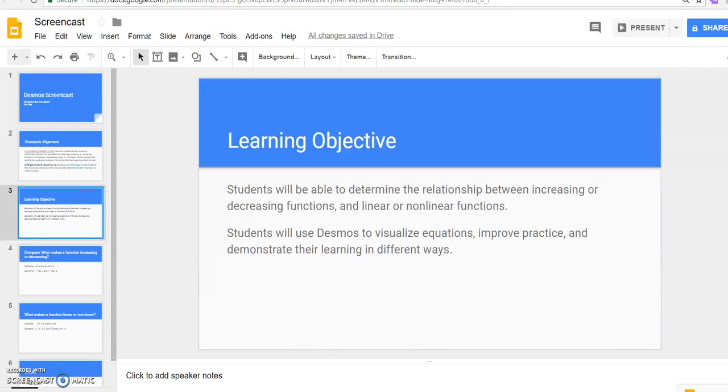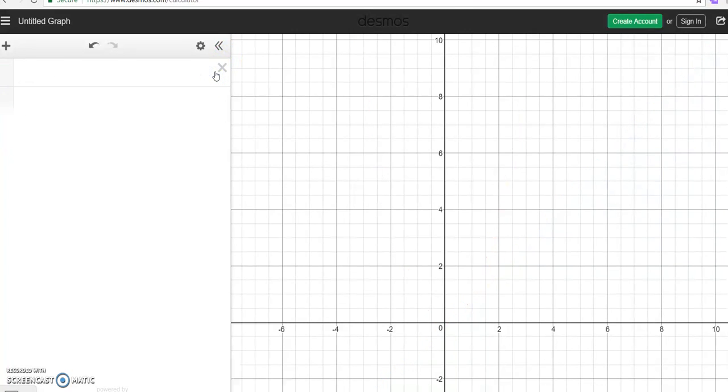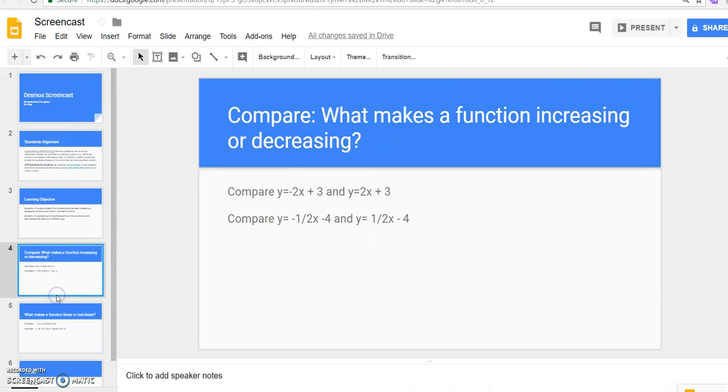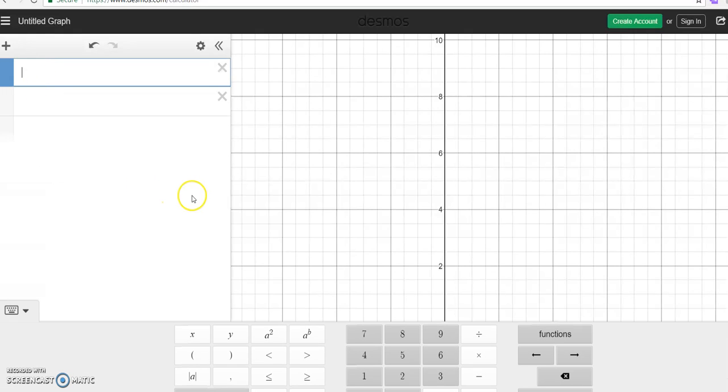So first, if we look on our graphing calculator, let's get rid of these old equations. And we are thinking in our heads, what makes a function increasing or decreasing? So first we will compare the top line, those two equations. This is my online graphing calculator. To add a new equation, we use the plus sign and we add an expression. Now this keyboard will pop up. You can either use this keyboard on the screen or you can use the keyboard physically with your hands.